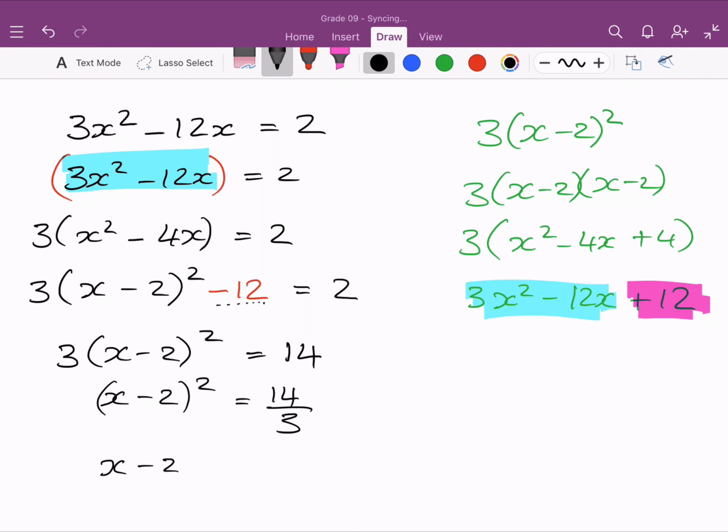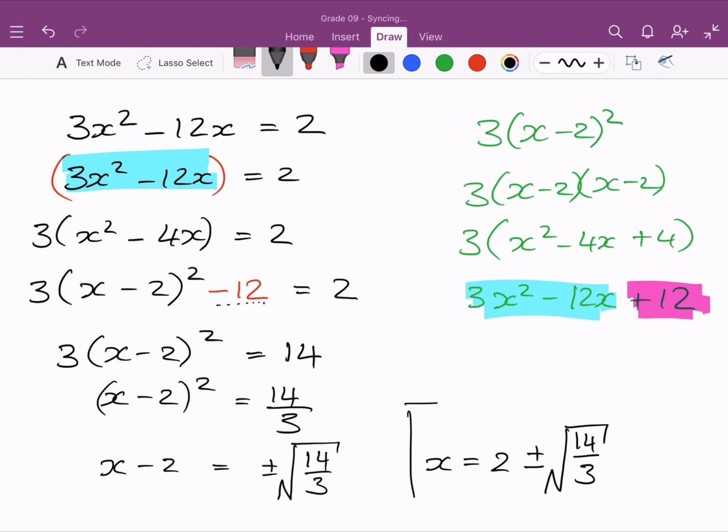x minus 2 equals plus minus the square root of 14 all over 3. And then we want to get rid of this minus 2, so x equals 2 plus minus the square root of 14 all over 3. That was because there was a negative 2 there, so we add 2 to both sides to get that. And there is our answer. So not particularly nice, not particularly friendly. However, it does actually work.